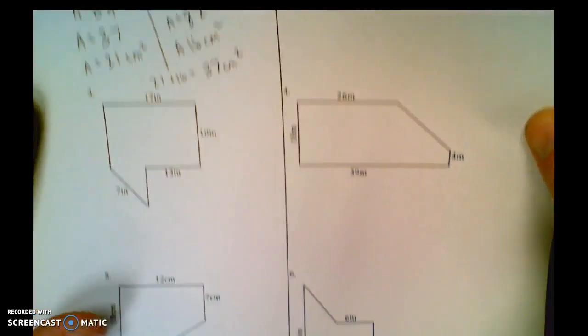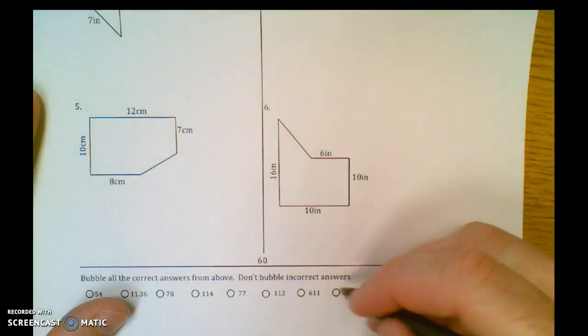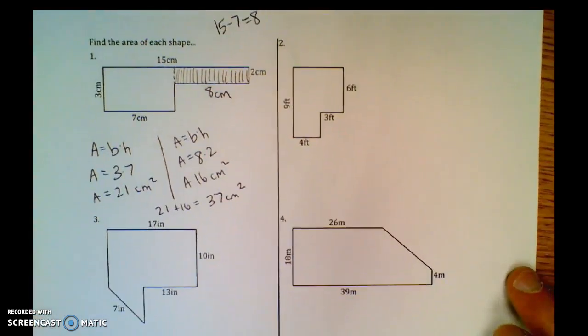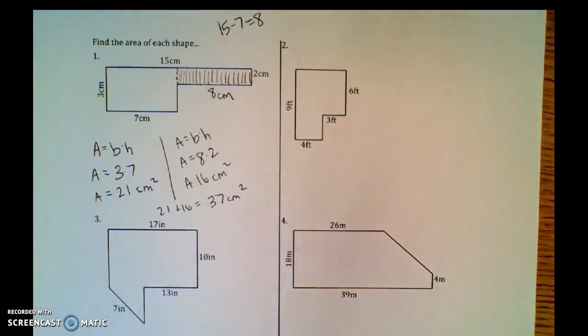To check our work, we can just shade in and see if our number is on the bottom, and we do get it. The 37 is there, so I know I did that question right. Let's try the next one.